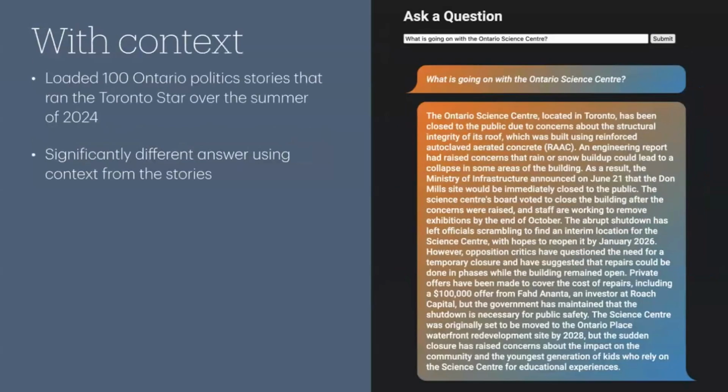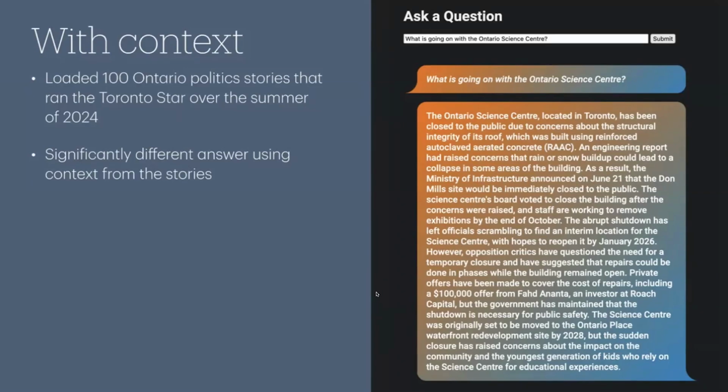What I ended up doing was taking 100 stories from the Ontario politics section of the Toronto Star that we ran over the summer, and I loaded them in. When I asked the question again, it gives a very detailed, very nice summary of what exactly is happening with the Ontario Science Centre and the controversy that's surrounding it. This pieces together, I think, 7 different stories that had information about what happened with the building, why it's controversial, how it got shut down, what the political fallout is, what the local fallout is, and what's going on.